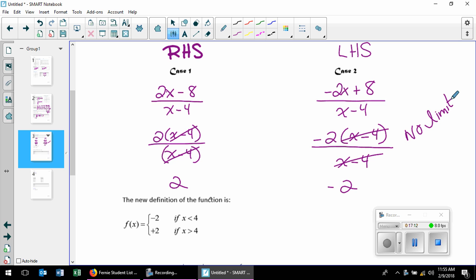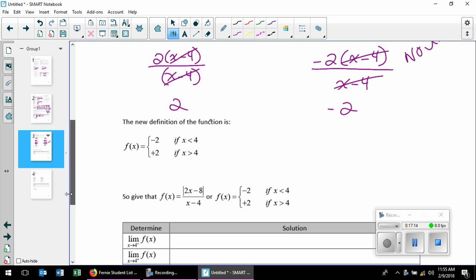So this is pretty exciting. So the new definition of the function: when you're less than 4, you're -2. When you're greater than 4, you're +2. How come neither of those have an equal sign attached to them? What's happening at 4? An asymptote.